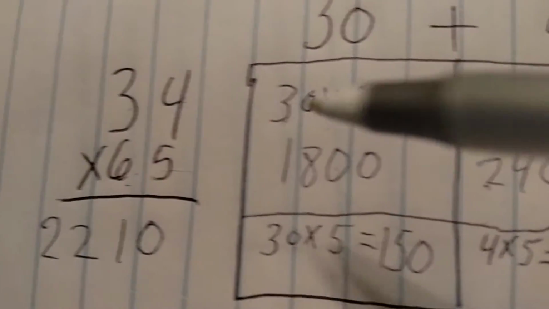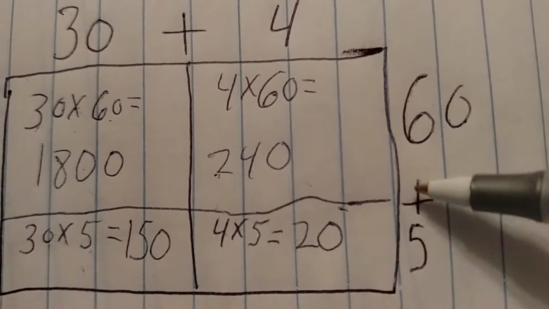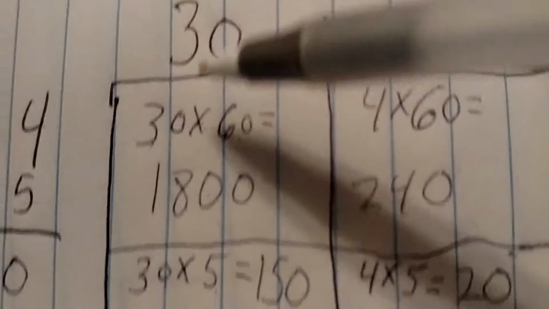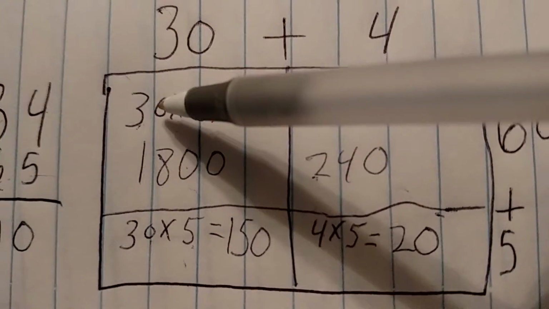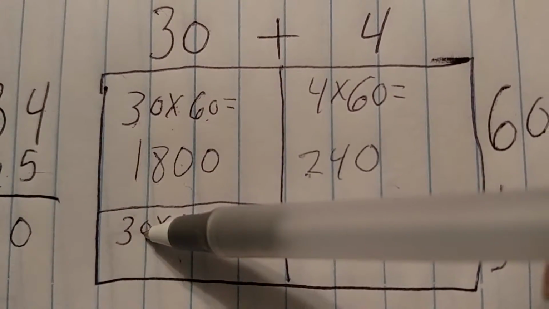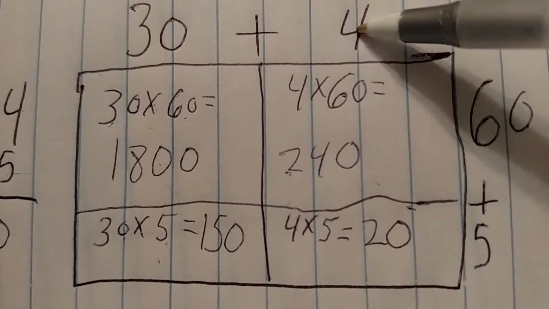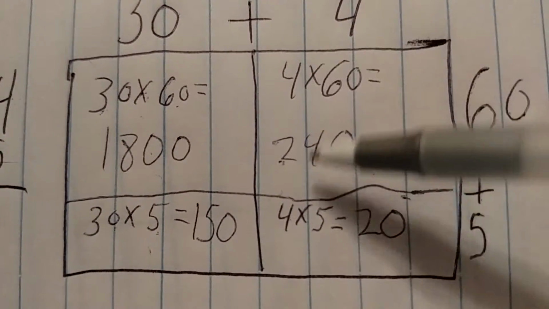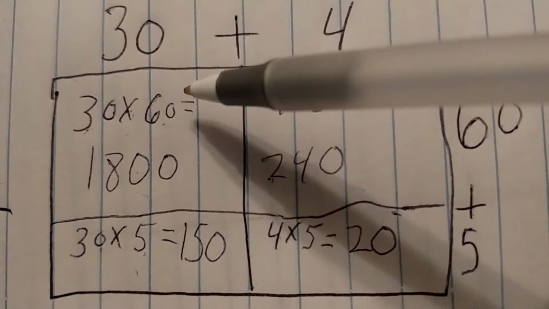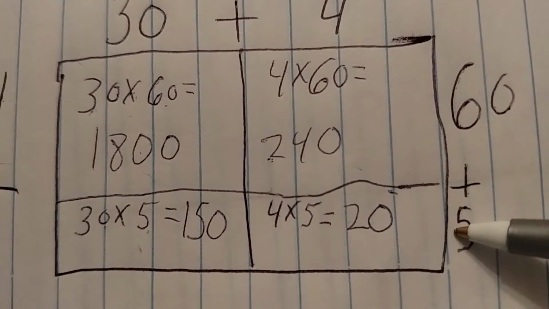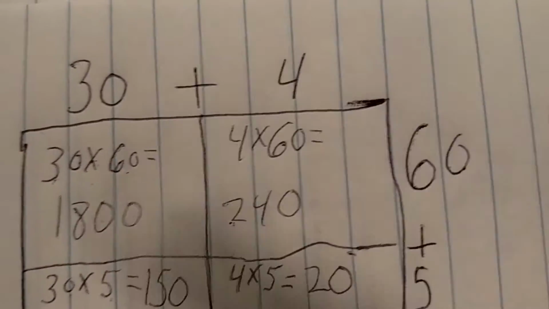I'll get to the box later on. And 60 plus 5, we put that on the side. Inside of the boxes, how we create them is we take this 30, we go straight down. We put this 30 in this box, and this 30 in this box. You put the 4 straight down in this box, and this box. The 60 going across is here, and here. And the 5 going across is here, and here.